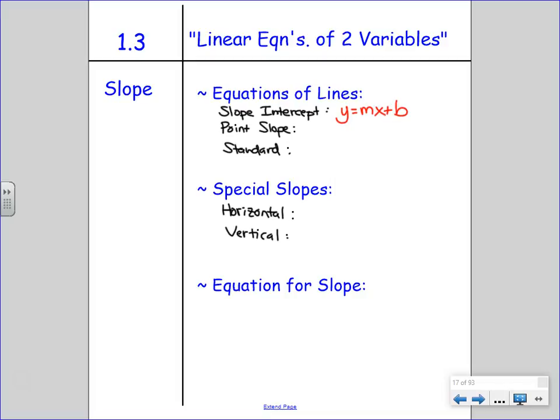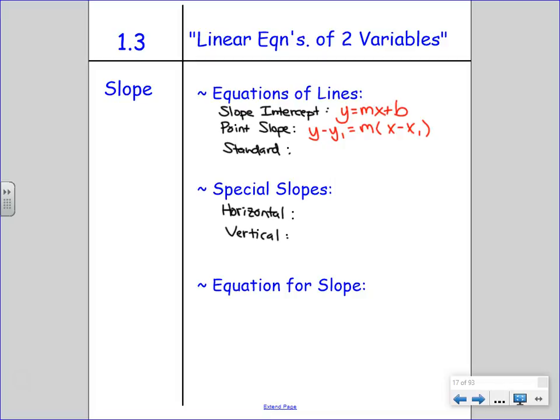Point slope. Y minus y1 equals m times x minus x1. What's m? Slope. What's x1, y1? Points. Any point. So wait, what makes point slope more generally applicable than slope intercept? Any point. And it could give you 2 different points from which you would have to find the slope. We'll get there.